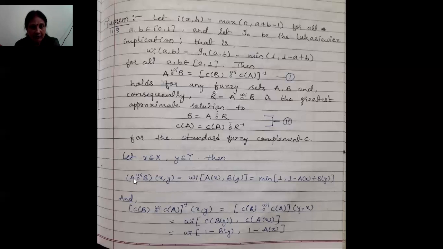So CB omega I CA (y,x). Then what we will do? Instead of A, we will write CB. Instead of B, we will write CA. And instead of x and y, we will write y and x. So what we will get? Omega I(CB(y), CA(x)). This has come from this. This is equal to omega I(1-B(y), 1-A(x)), using the standard complement.